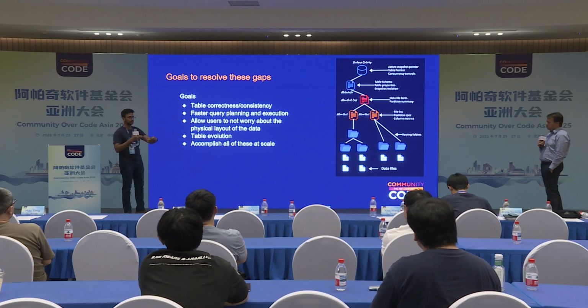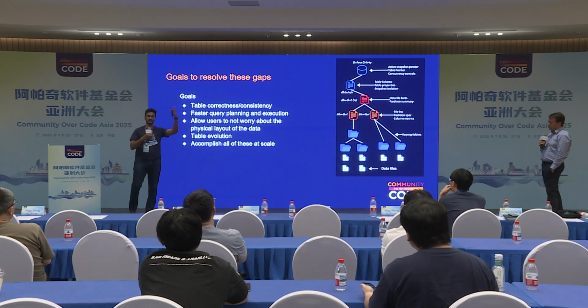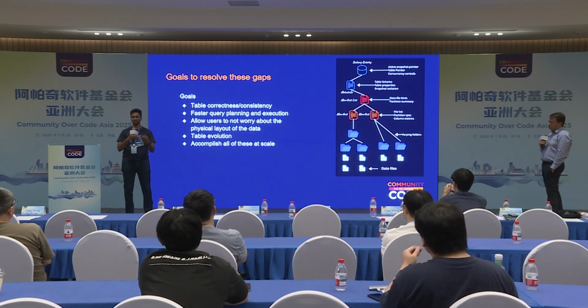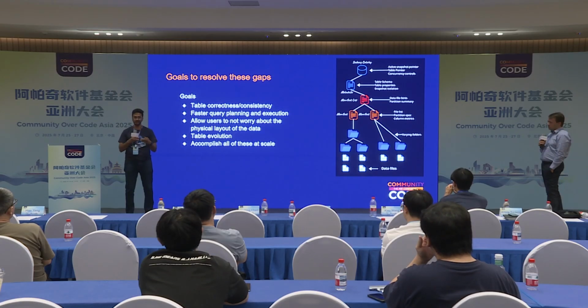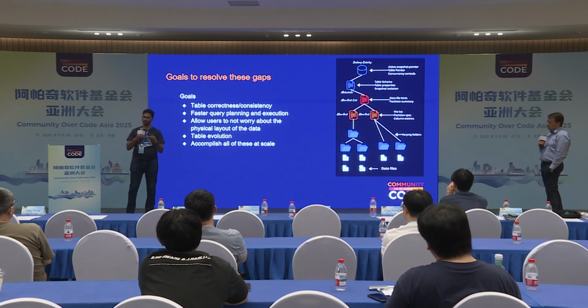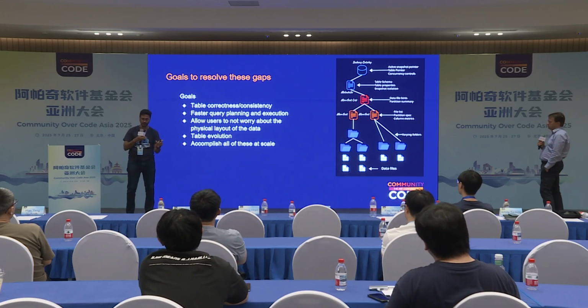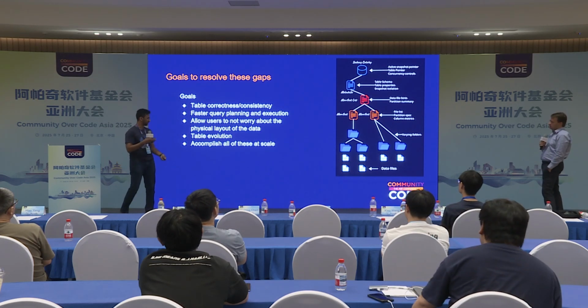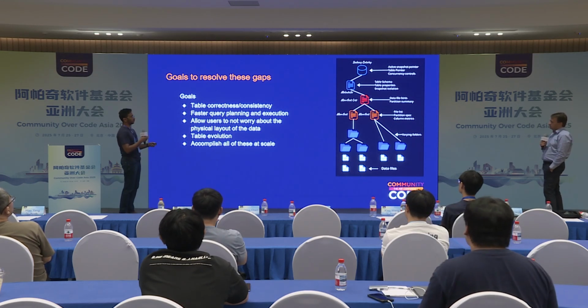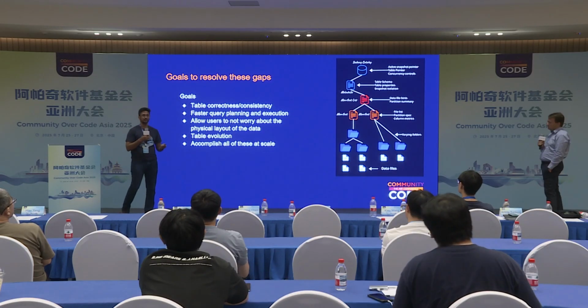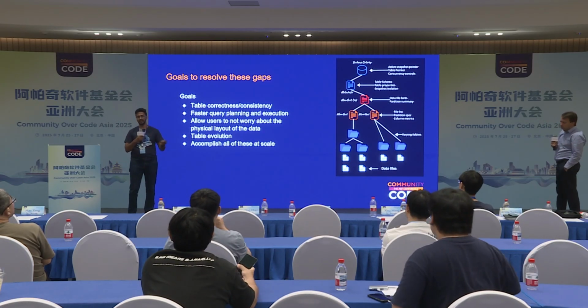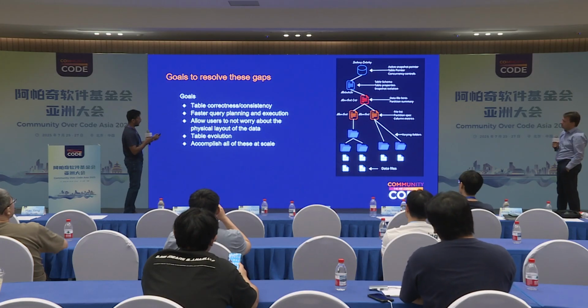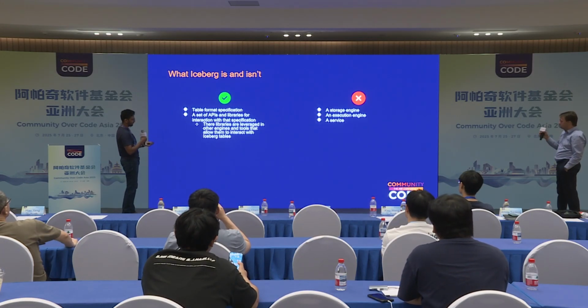Table evolution: I do not want to rewrite the complete table just because my business needs are changing, and so need to either create a new table or a new partition. We just want to simplify. I want one table with evolution built in, right? And while we are doing all these things, we need to make sure that we are doing it at scale. So that's where Iceberg comes into the picture, right?